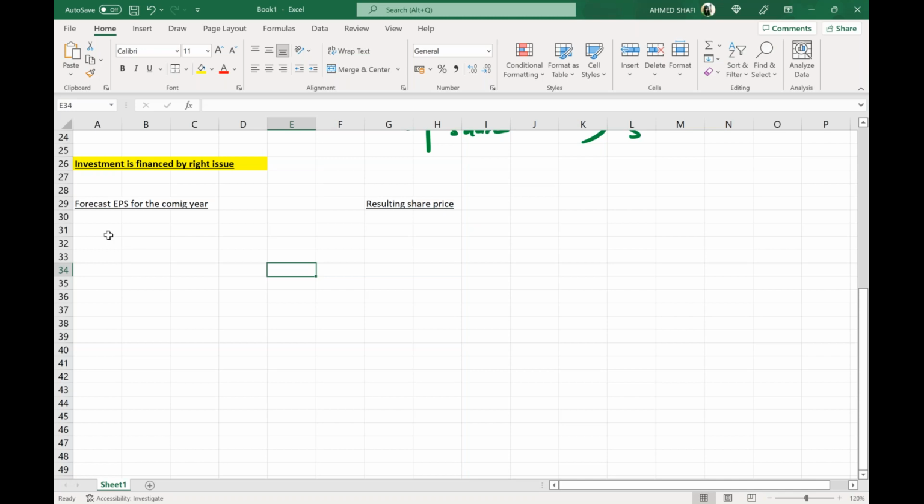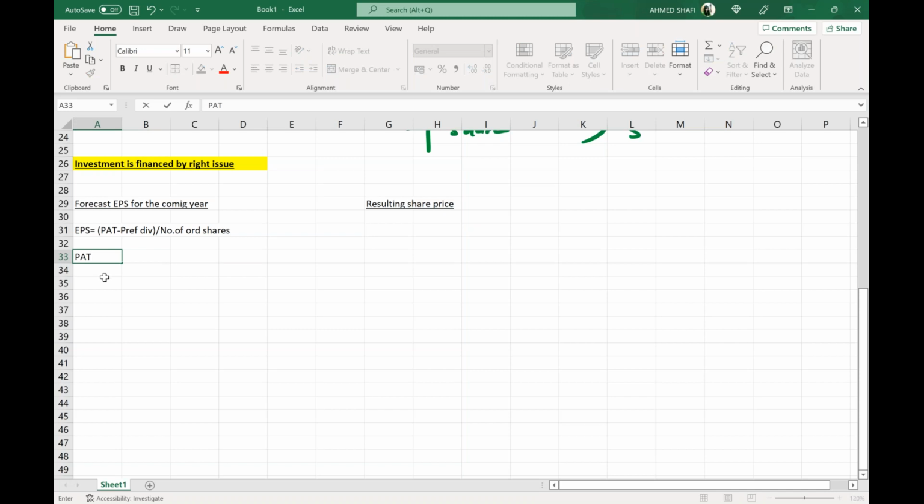Now you all know the formula of EPS is PAT minus preference dividend, divided by number of ordinary shares. This is the formula of forecast EPS for the coming year: PAT less preference dividend over number of ordinary shares. That means to find EPS, we need three things for the coming year.